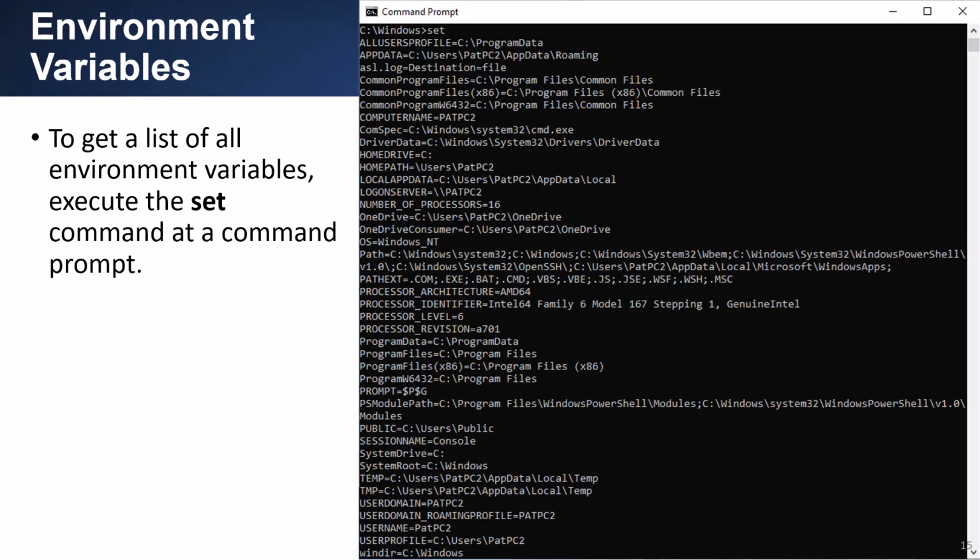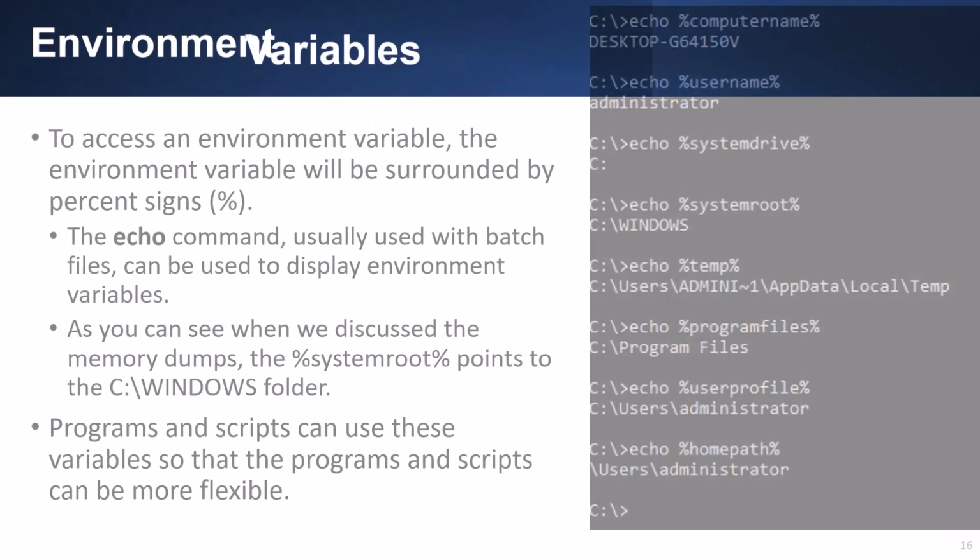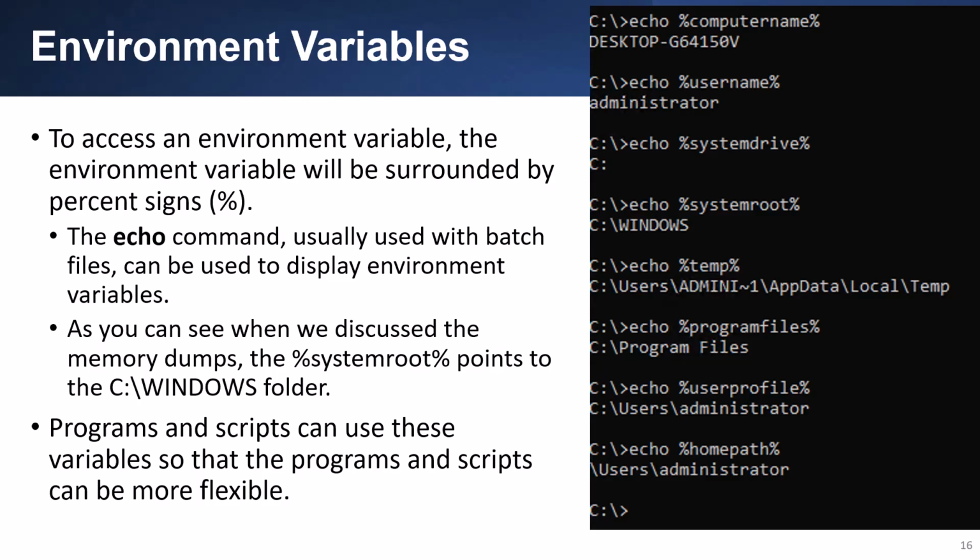To get a list of all environment variables, execute the set command at a command prompt. To access an environment variable, the environment variable will be surrounded by % signs. The echo command, usually used with batch files, can be used to display the environment variables. As you can see when we discuss the memory dumps, the %systemroot% points to the C:\Windows folder. Programs and scripts can use these variables so that the programs and scripts can be more flexible.